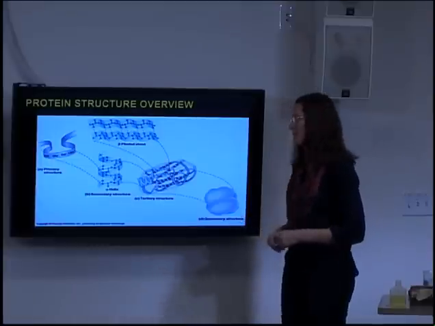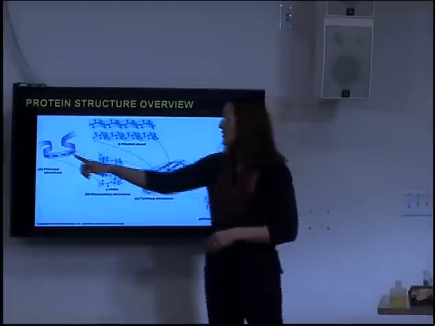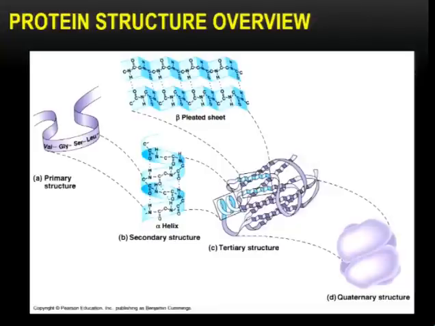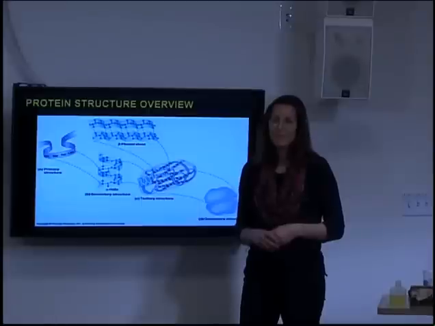So DNA is running the show here, and it's determining the order of amino acids. And that order is really important because it means you have different R groups in a various order. And as I mentioned earlier, the order of the R groups determines the shape, and the shape determines the function.